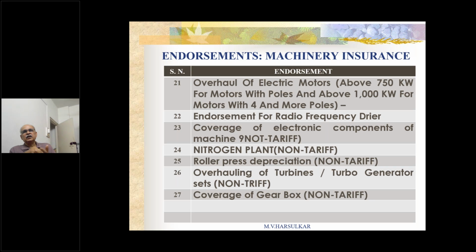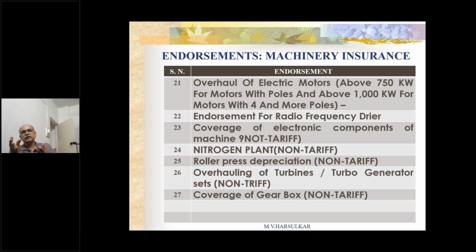Now, when you are covering the machine and electronic components are also there, it can be covered under the electronic policy. So if you are covering under machinery breakdown policy any machine which has electronic components, then this endorsement needs to be attached, saying that for this electronic machine, the endorsements related to non-metallic parts and other things are not applicable. This endorsement needs to be there in the policy.